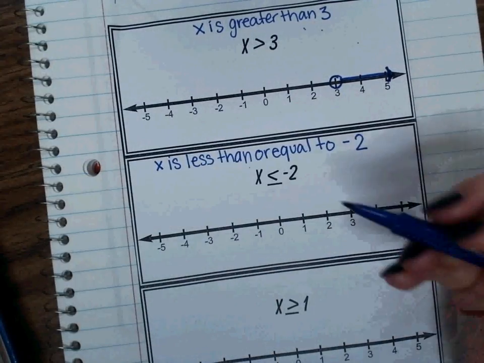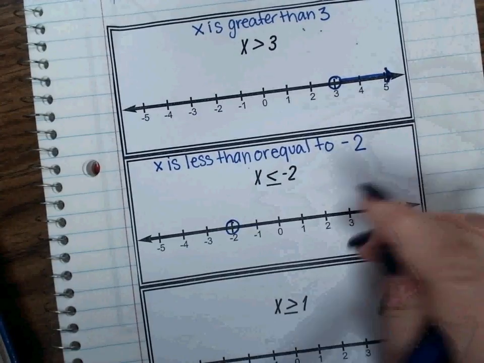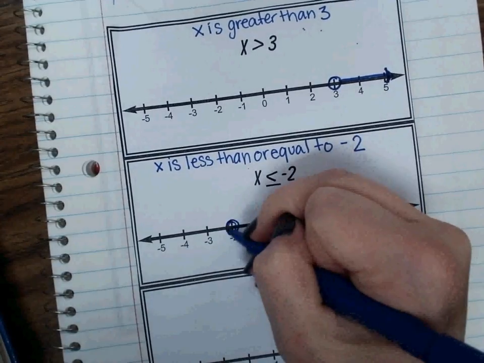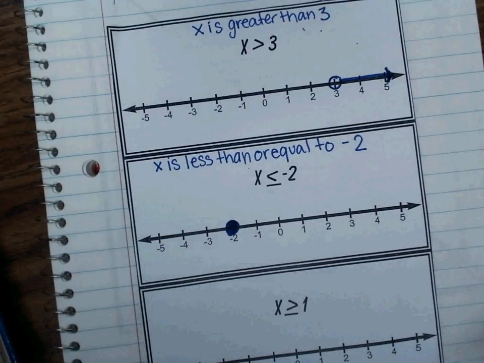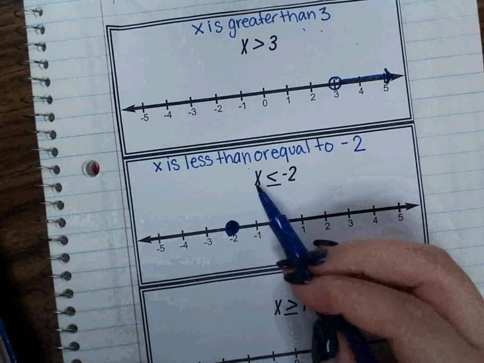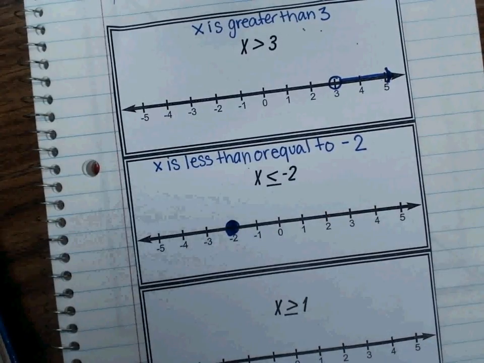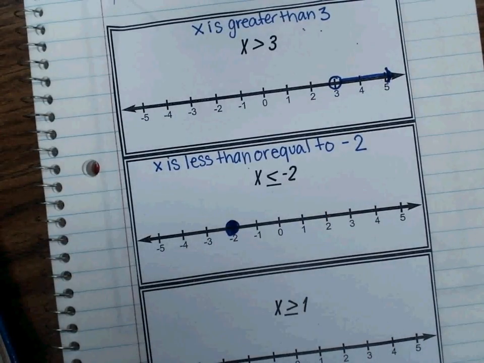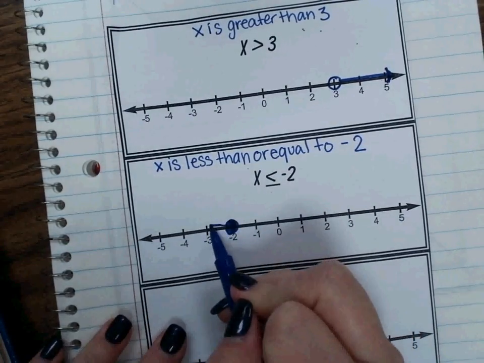So if it's at negative 2, I'm going to go over here to negative 2. Because it can be equal to it, that dot is going to be closed in. So I'm saying I can include the number negative 2 this time. And my values of x have to be less than negative 2. Less than means I'm going towards the left. So I am going to be looking at numbers less than negative 2, so I'm going to be going this direction.